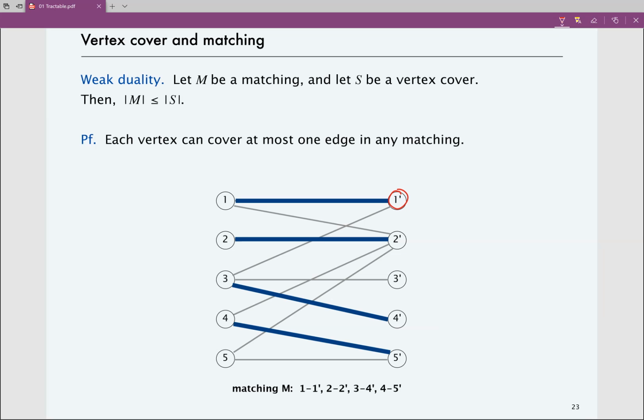So that means that in order to cover all m edges from the matching, we need to have at least m nodes in the vertex cover. Then possibly we need some additional nodes in the vertex cover to cover some additional edges, but at the very least, we need to have m nodes in the vertex cover. And so this is why the vertex cover is going to be at least as large as the matching.